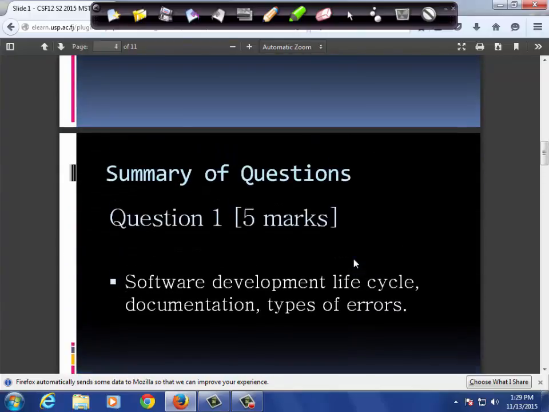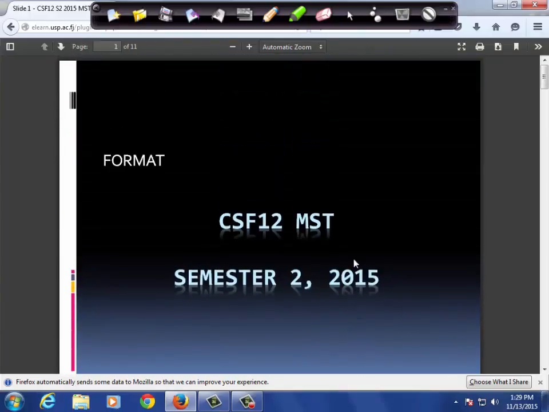And in the final exam they have a similar type of question, just to ensure that they really have grasped these concepts.